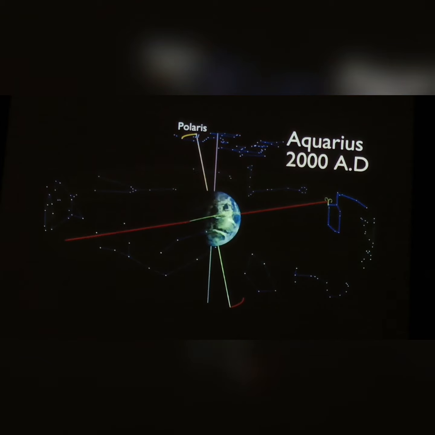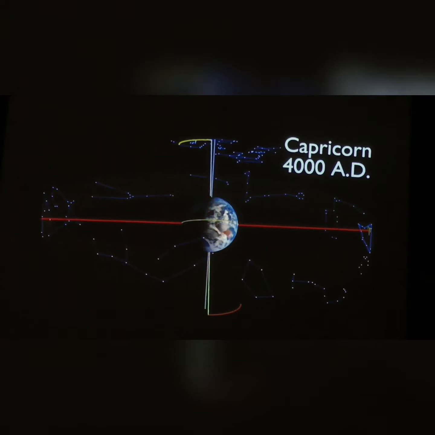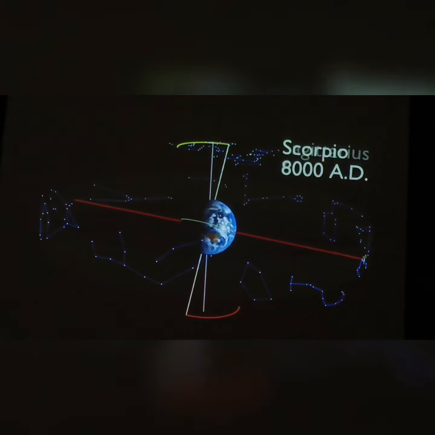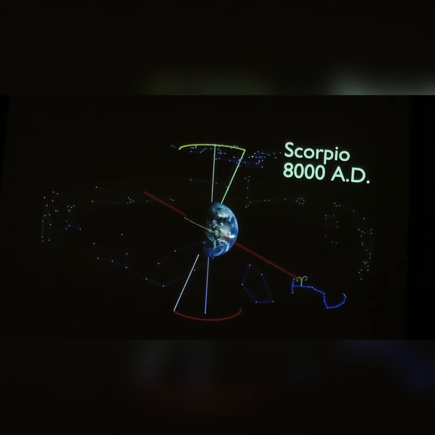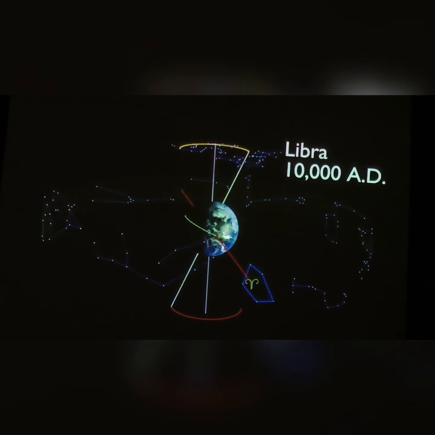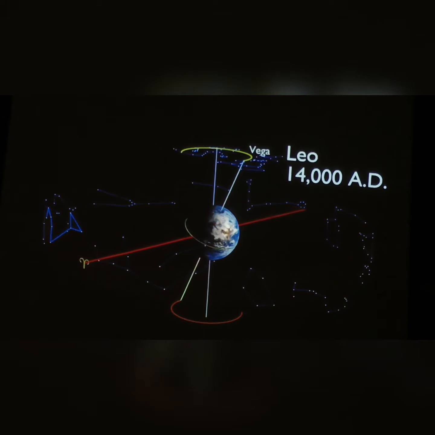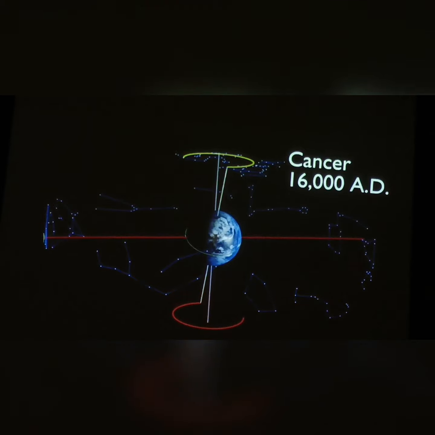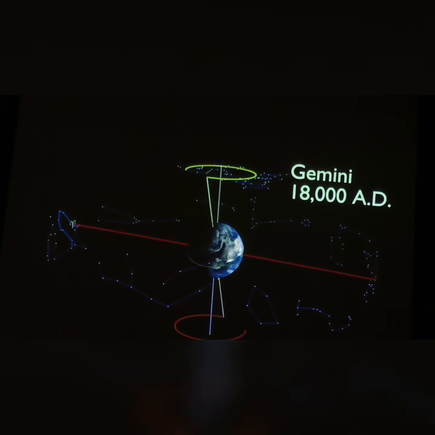And if you look, this rotation is not smooth. The earth wobbles and it takes about 26,000 years to complete one cycle here. But Hipparchus knew that there is some wobbling.